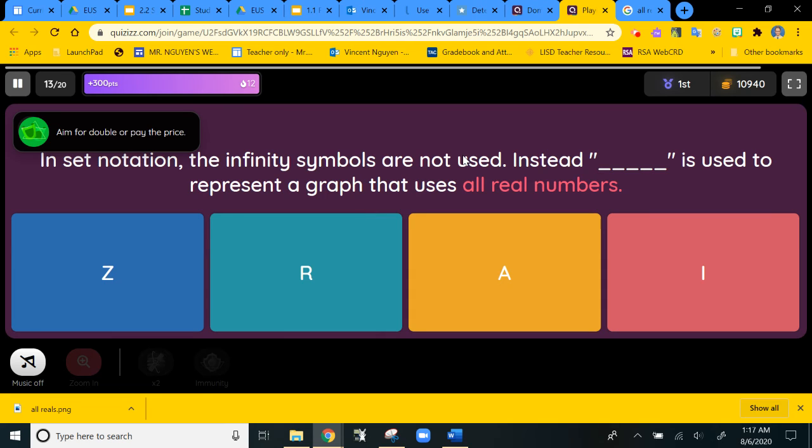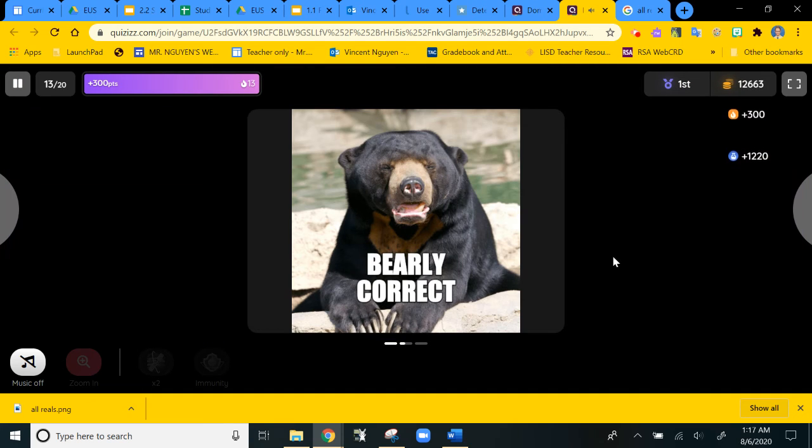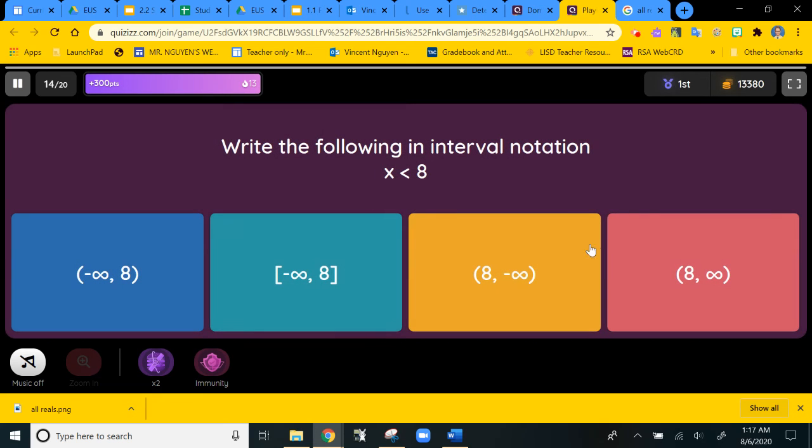Oh, I cannot miss this one. In set notation, the infinity symbol is not used. Instead, what is used to represent the graph that uses all real numbers? Oh, it's the letter R. Remember we talked about that letter R earlier? All real numbers. Oh, I barely got it correct.